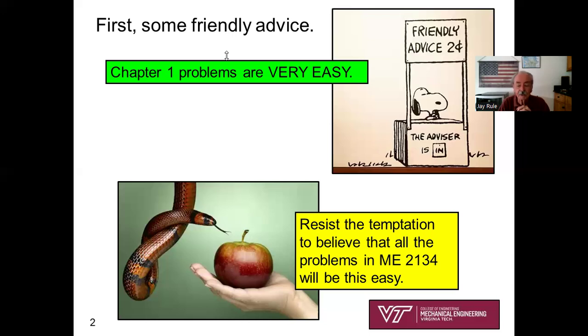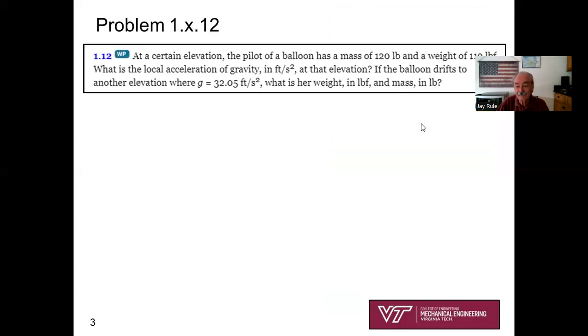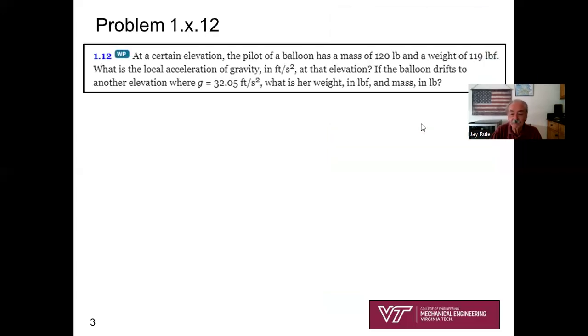So I do want to suggest that you recognize that these early on problems you're going to sail through, but don't get a false sense of security that you're going to just sail through this class without a lot of hard work. All right, so that was my pep talk a little bit. Let's look at the problem statement of problem 112.